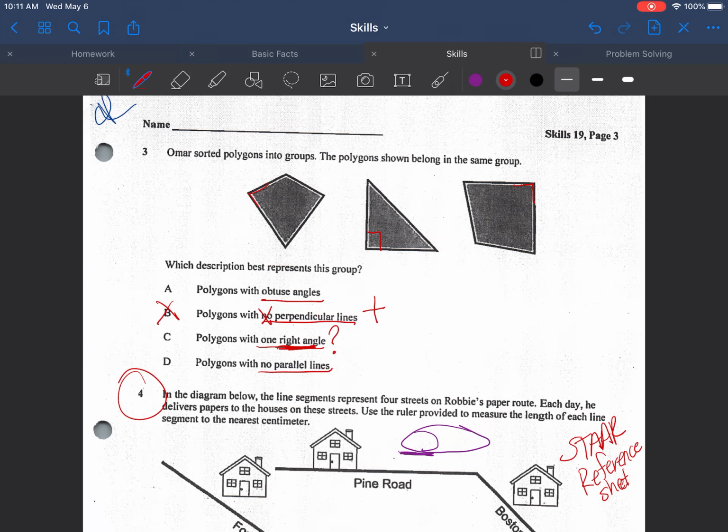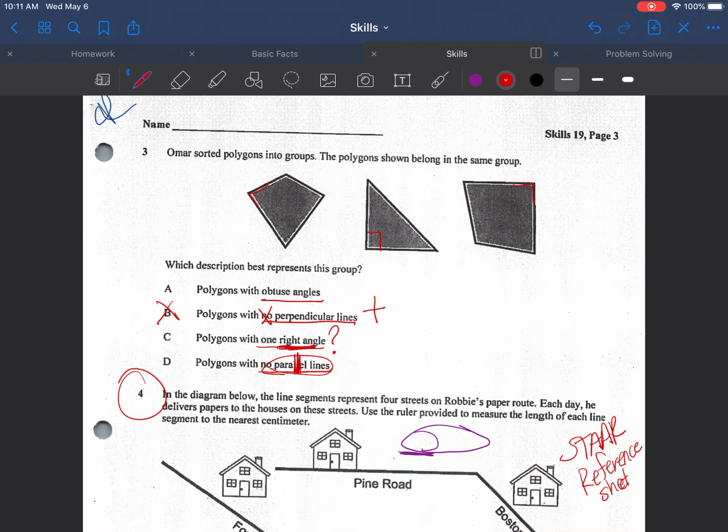That's a perpendicular line. So this is not true because it says no, and it actually does have perpendicular lines. Letter A, polygons with obtuse angles or polygons with no parallel lines. So parallel lines, remember, parallel are the ones that are not going to touch. So they have no parallel lines.